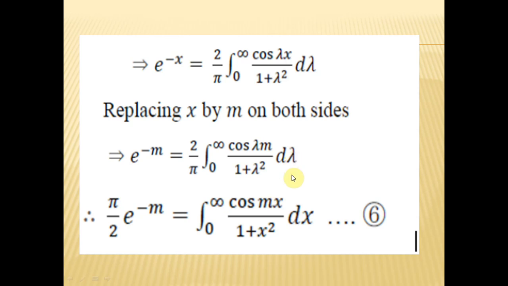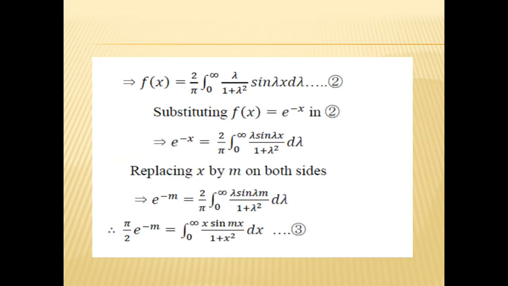And since the question is given in terms of x instead of lambda, finally we will replace this lambda by x and we write this 2 by pi in the left hand side. So it is pi by 2 e raised to minus m is equal to integral 0 to infinity cos mx by 1 plus x square dx. So this is the result regarding the Fourier cosine transform of e raised to minus x, and the previous one was the result regarding the Fourier sine transform of the same function e raised to minus x.